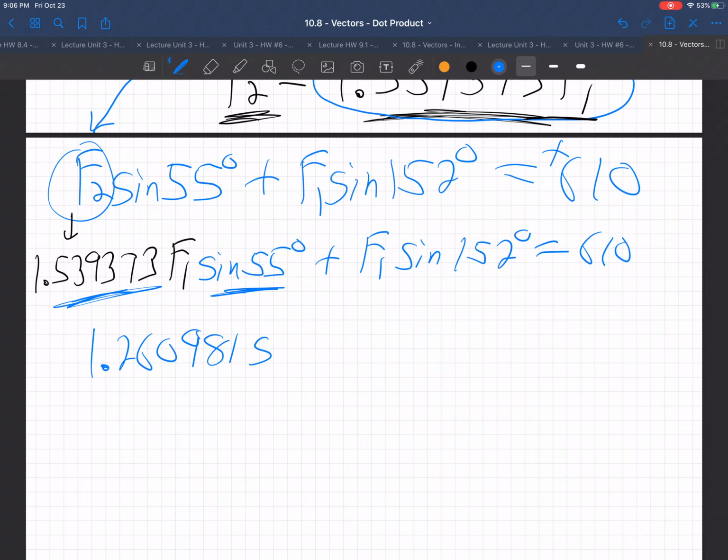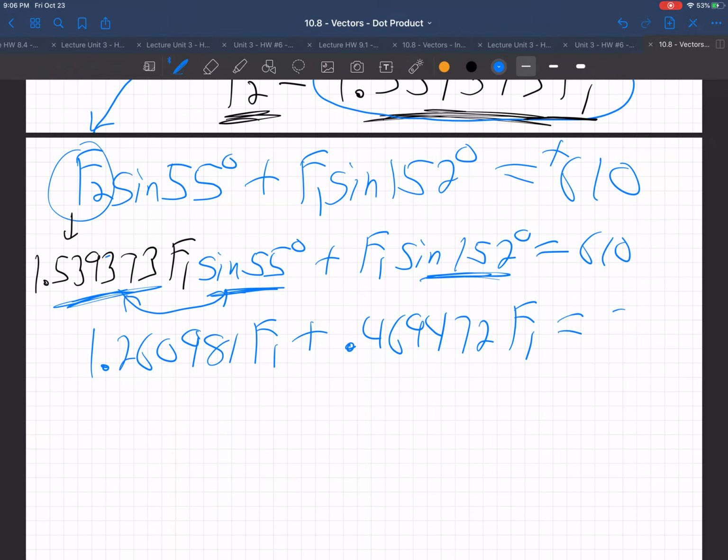1.260981. Whoops, no more sine. I just multiplied this times this. The F1 is still there. And then sine 152, I'm getting 0.469472. F1 is 610.